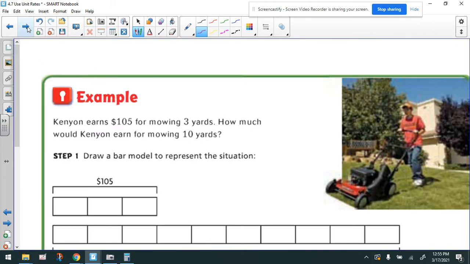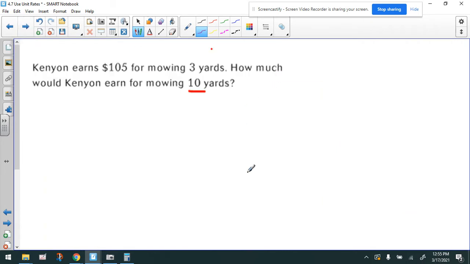All right, let's take a look at another example. So I think I want to look at it using proportions, and then we'll go back and look at another way that we can solve it by using what some people call a bar model or a double tape diagram. All right, but let's try proportional reasoning first on this question, which means equal sign and 2 fraction bars. All right, so Kenyon earns $105 for mowing 3 yards. How much would Kenyon earn for mowing 10 yards?